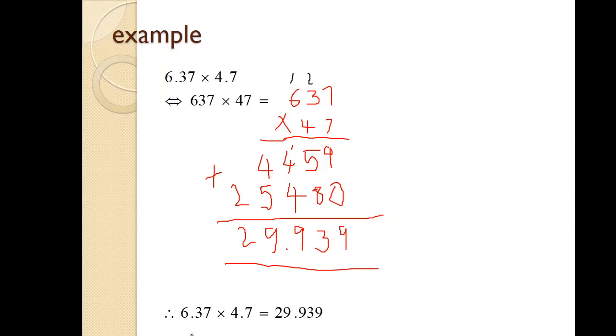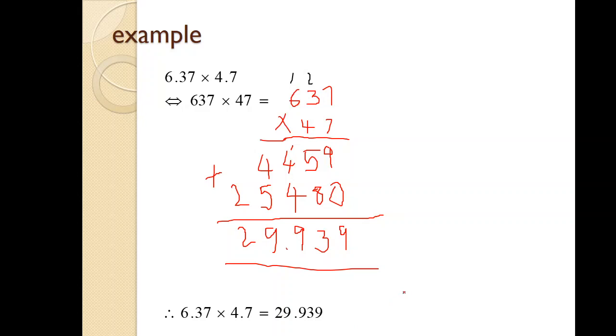Okay? That's why I say here, therefore, 6.37 multiplied by 4.7 is giving you 29.939. Okay, that's our answer.